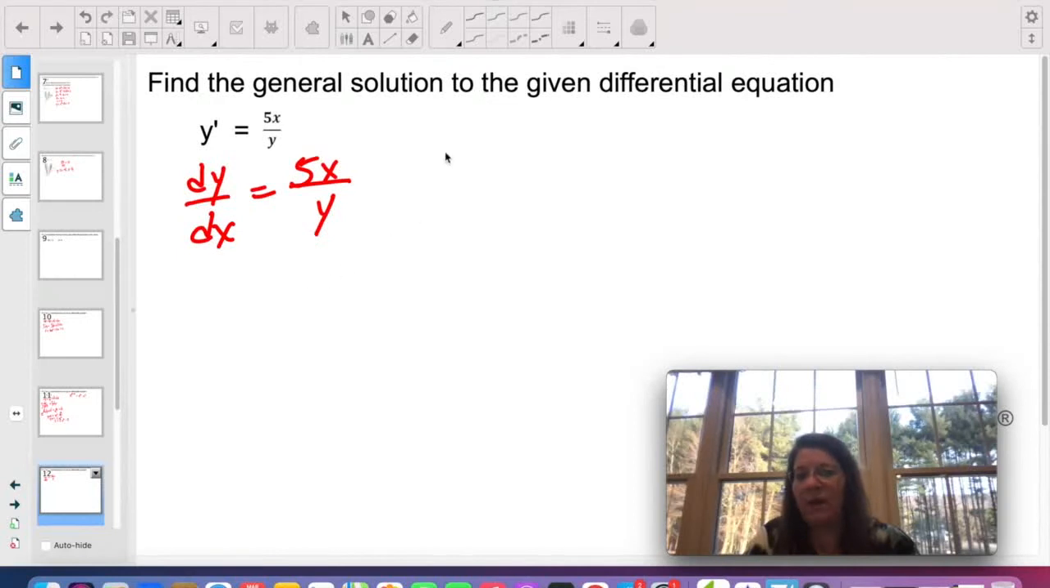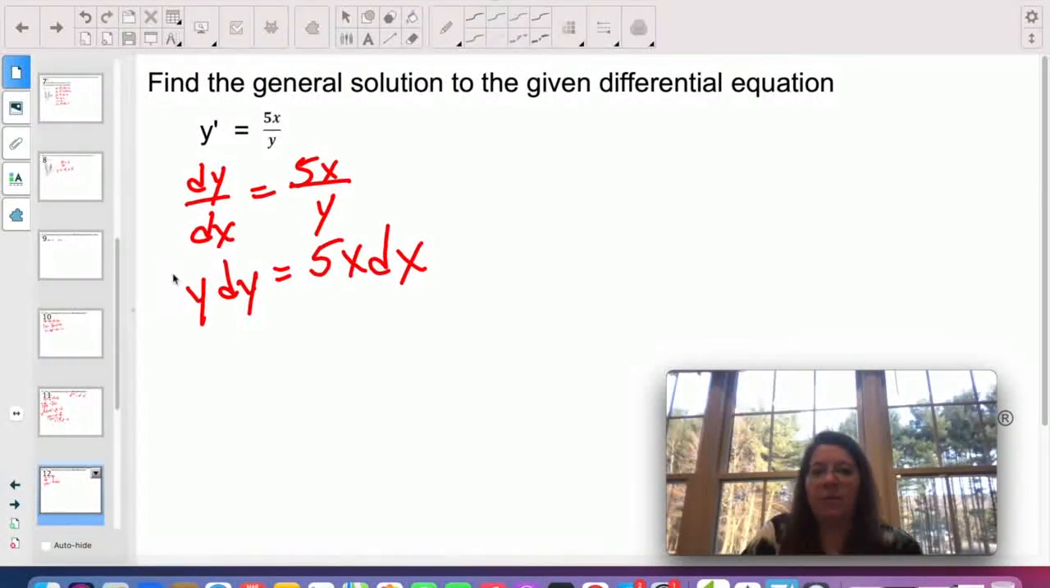We have to get the y's together and the x's together by moving these to opposite sides and doing the separation of variables. So to separate the variables here, I'm going to move this y over here with the dy, and I'm going to move the dx over with the 5x. So that gives me y dy equals 5x dx.